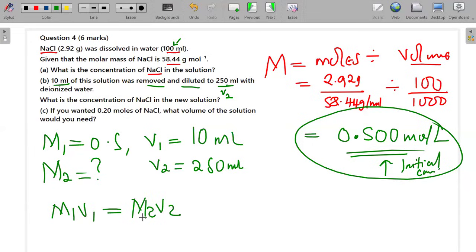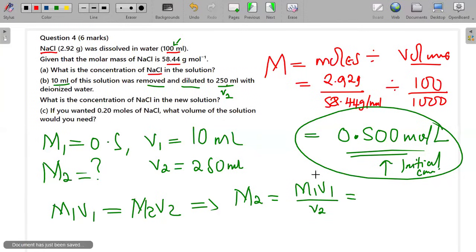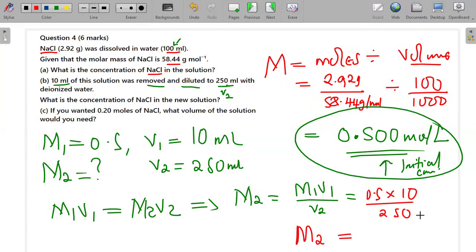So I want to find M2. So I can just make it the subject. So I divide both sides by V2. It means I have M2 is equal to M1 V1 divided by V2. Okay, and we have all those things. So M1 is 0.5 multiplied by the 10 divided by the 250. Okay, so what will be my new concentration, which is M2, if I do this? So that is 0.5 multiplied by 10 divided by 250. I get my concentration 2 as 0.2 molar.